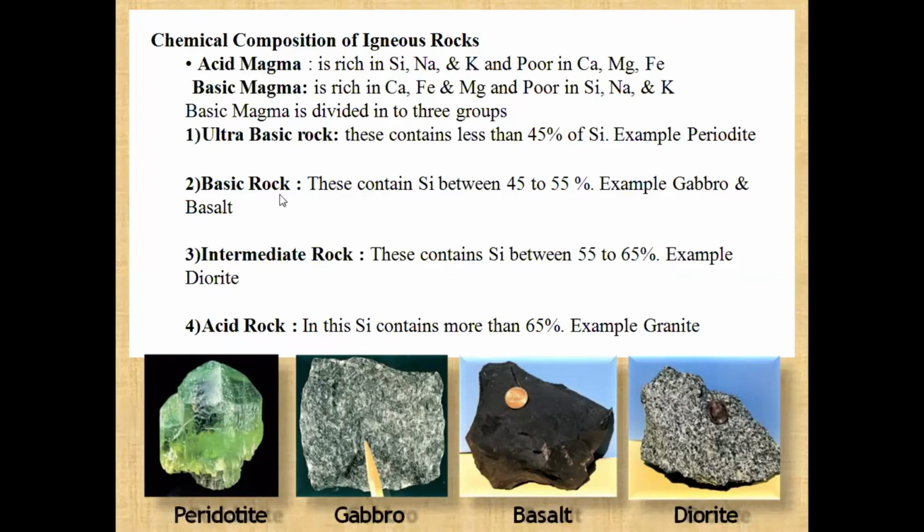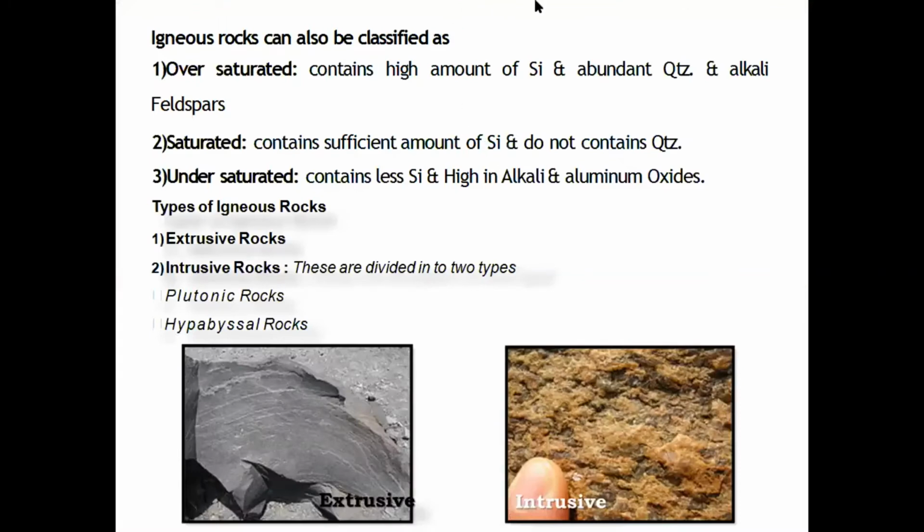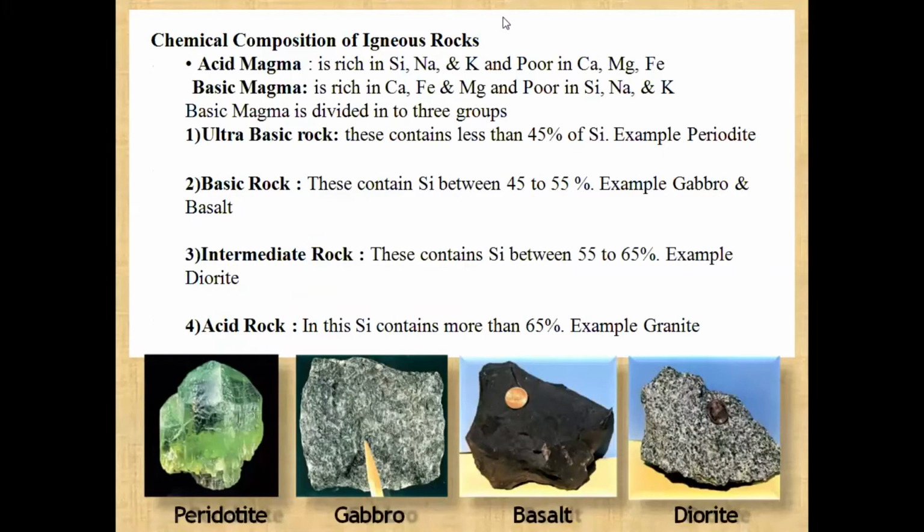Similarly, basic rock contains silica between 45 to 55%. The examples are gabbro and basalt. Gabbro and basalt. Can anybody tell what is the difference between gabbro and basalt? Very small difference between these two neighbors. Anybody can tell the difference between gabbro and basalt? Does anyone remember the difference between basalt and gabbro?